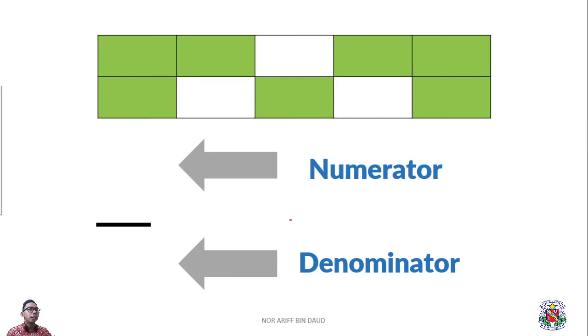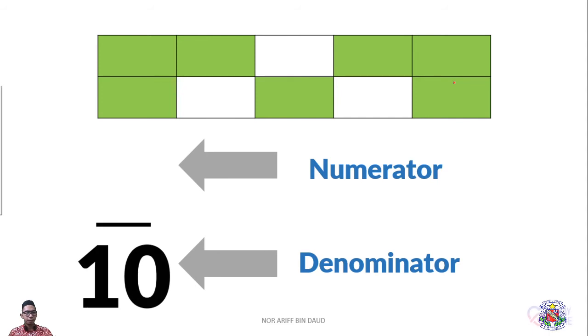The next one is, how many parts do we have here for the denominator? The denominator will be 2, 4, 6, 8, and 10. The denominator will be 10 and the numerator will be 7, because we have 7 boxes colored with a green color. Okay? It's very simple.